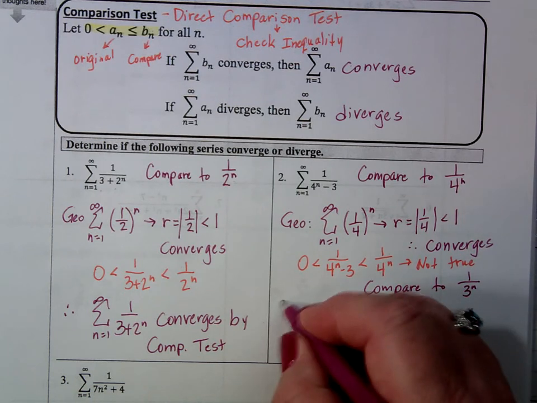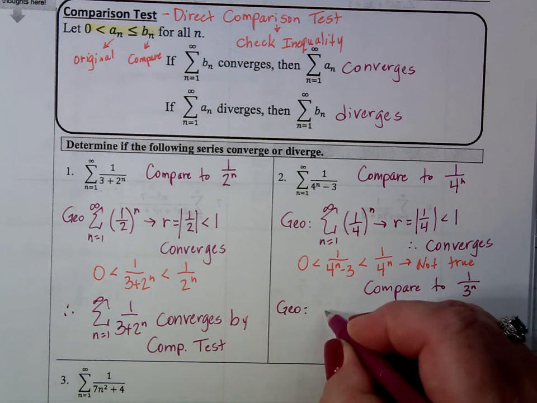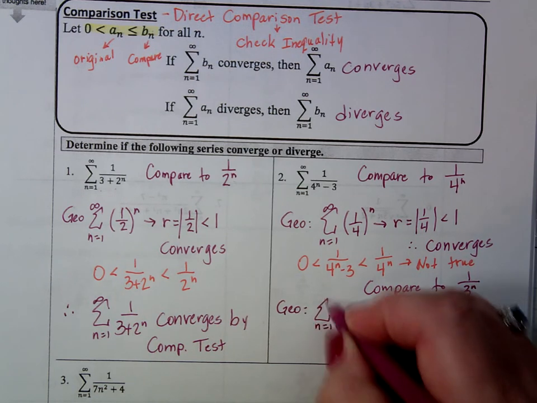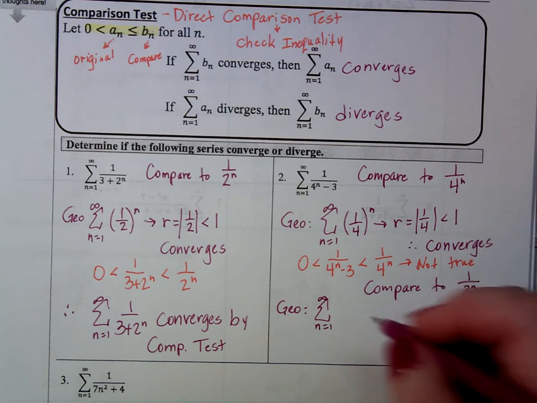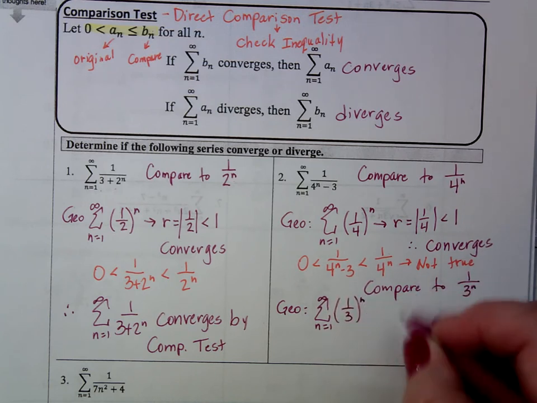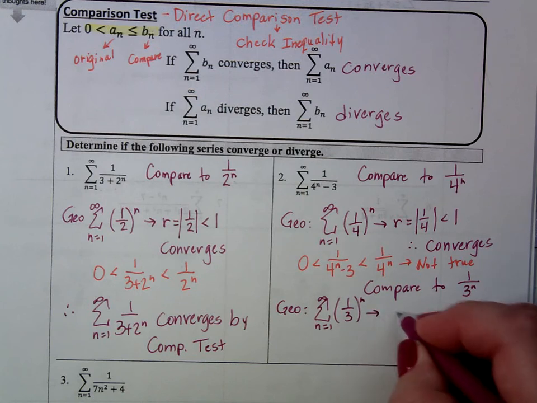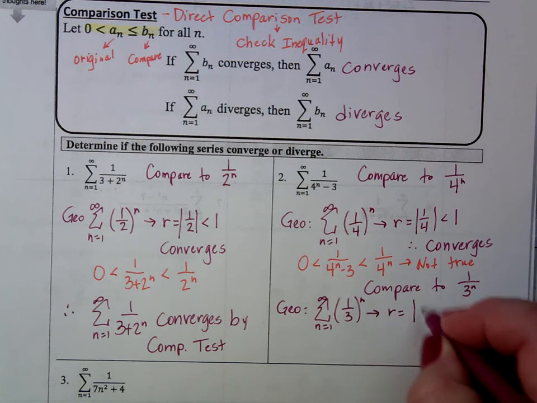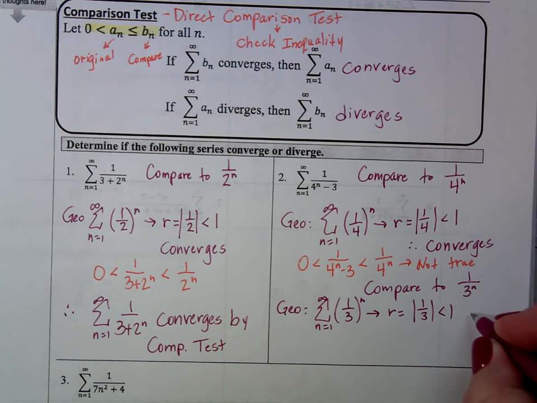Well, we're still going to try the geometric series test on it. All right, let's see, the sum from n equals 1. By the way, you're not always using the geometric series test, but for these two it worked. 1 over 3 to the n, which means my r is the absolute value of 1/3, less than 1, so it converges.